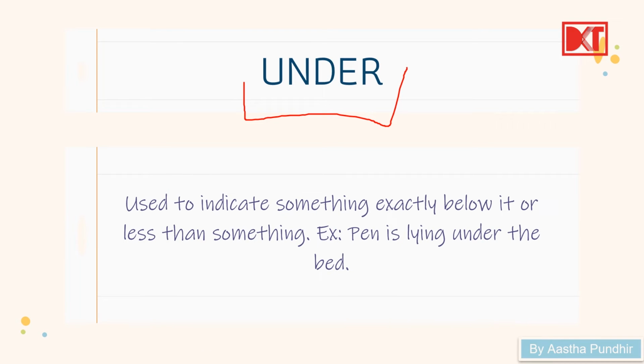So the next preposition is under. Let's see when under is used. It is used to indicate something exactly below it or less than something. Under मतलब जैसे यहाँ पे है pen is lying under the bed. जब bed के नीचे चला गया है pen and the pen is under the bed. So pen is lying under the bed. Alright?